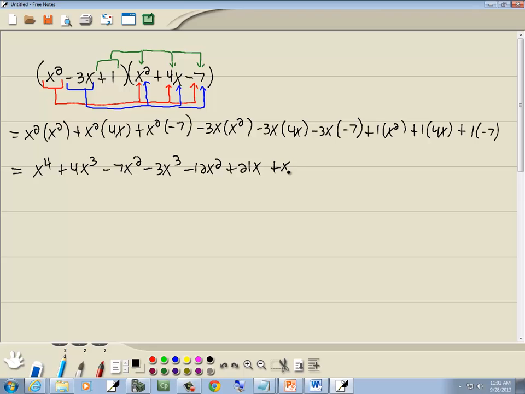1 times x squared is x squared. 1 times 4x is 4x. And 1 times negative 7 is negative 7.